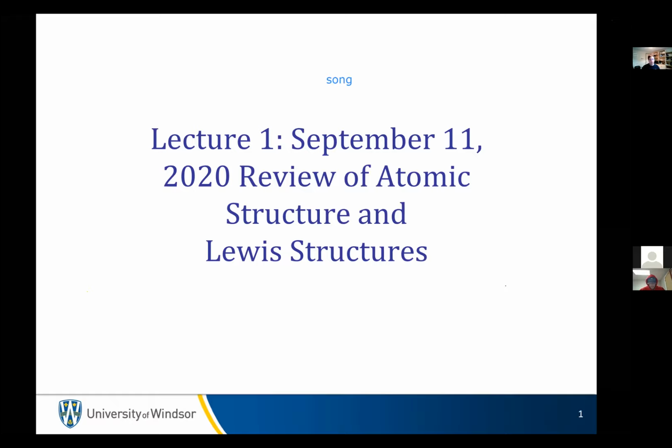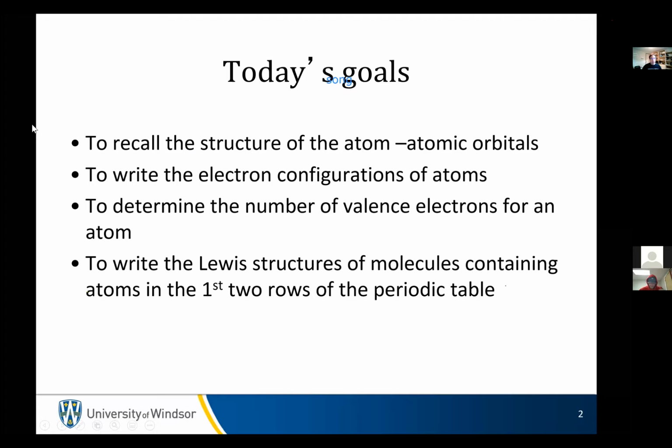Okay, lecture one. It's not September 11th, but boy, does it feel like it. So, a review of atomic structures and Lewis structures, and we'll see how this works. Okay, I am going to move my cursor here. And somebody has written a song, and I'm going to have to just remove the annotation.